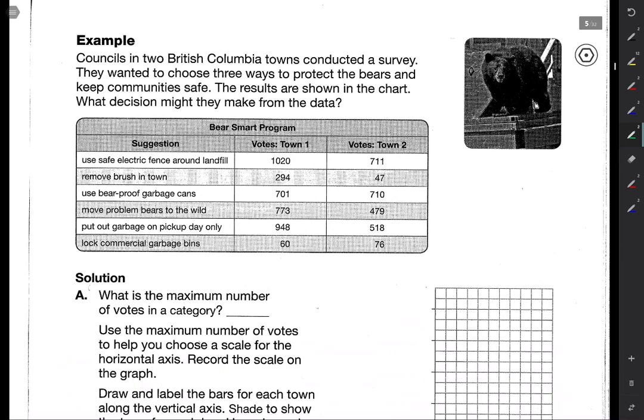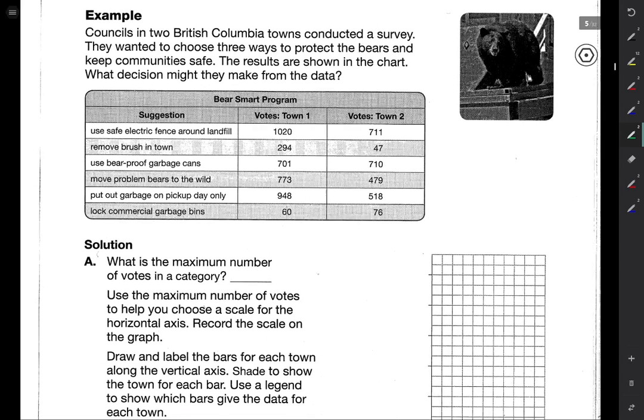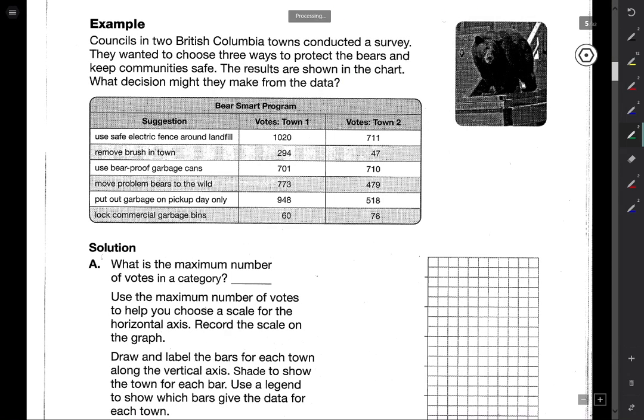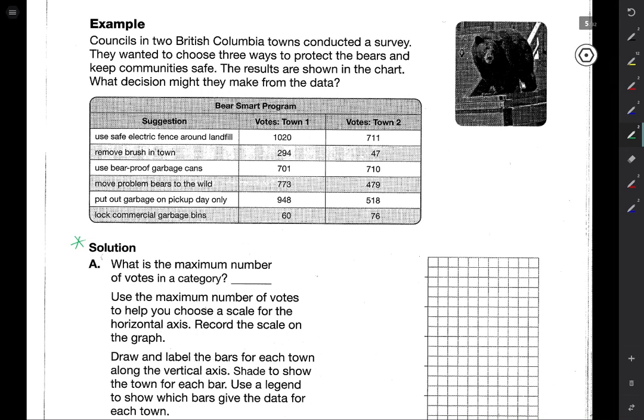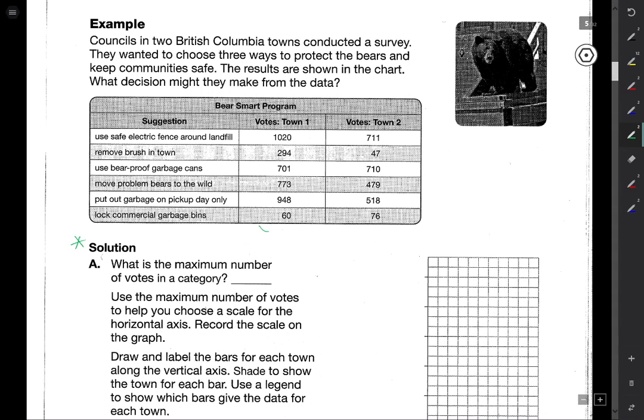In this example, we have councils in 2 British Columbia towns that conducted a survey. They wanted to choose 3 ways to protect bears and keep communities safe. The results are shown in the chart. What decision might they make from the data? So let's start working our way through this. Let's look at the solution steps over here. So it says, what is the maximum number of votes in a category? So let's look at this category here. The biggest number of votes we have is 1,020. And in this one, the biggest number we have is 711.